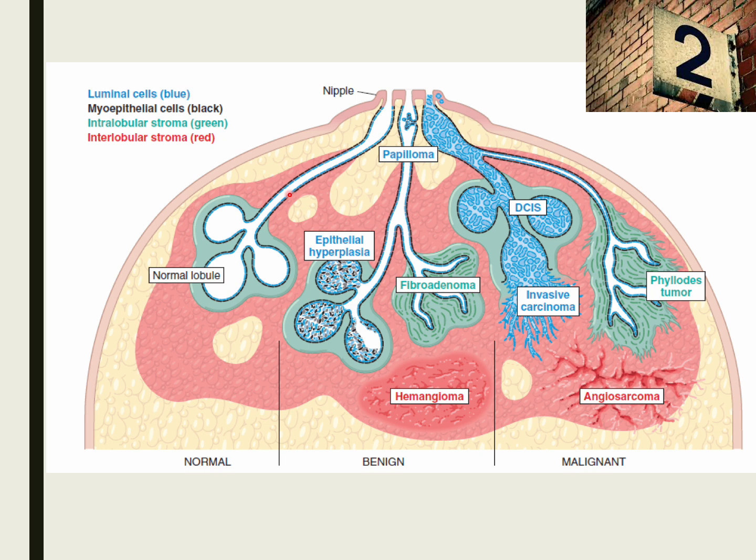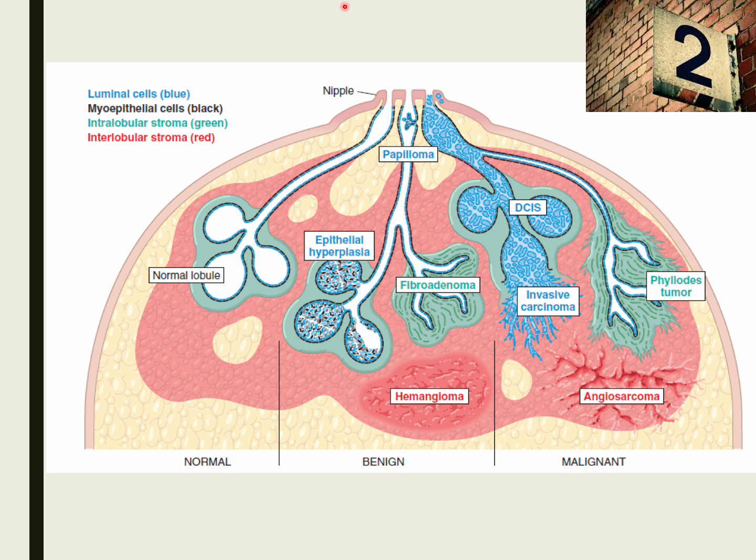One is called the interlobular stroma, and this stroma is highlighted here in red, and this stroma surrounds the large ducts and the terminal duct lobular unit, and it's composed of mature adipose tissue, which forms the majority of the breast volume, and also fibroconnective tissue including fibroblasts, myofibroblasts, blood vessels, lymphatics, and nerves.